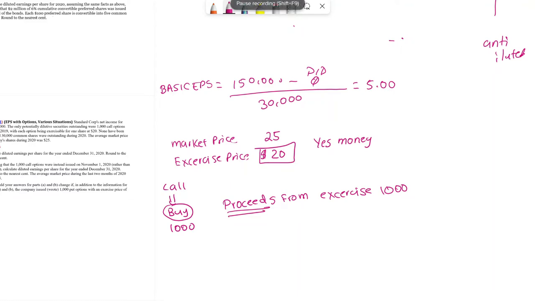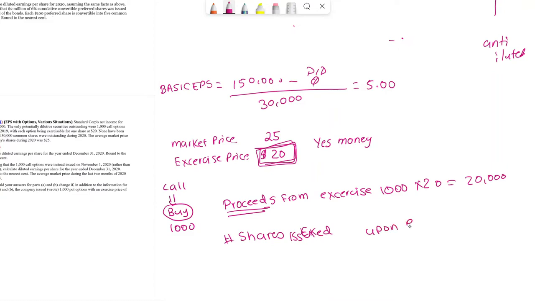1,000. So proceeds: from the company's point of view, you are going to give them $20 per option. If there are 1,000 options, then your $20 times 1,000 equals $20,000. That will be the proceeds. In other words, how many shares are going to be exercised? In this case, the number of shares exercisable, so the number of shares issued upon exercise.